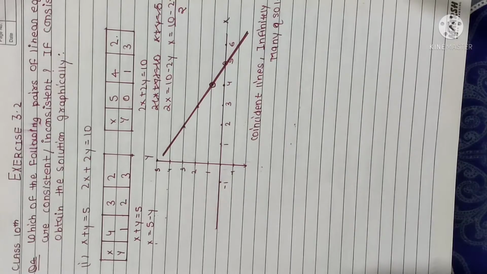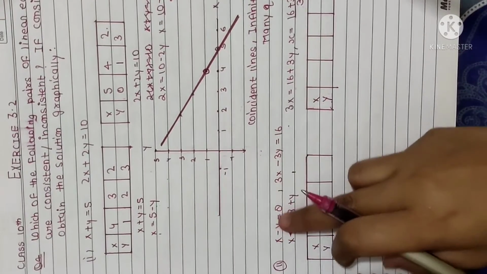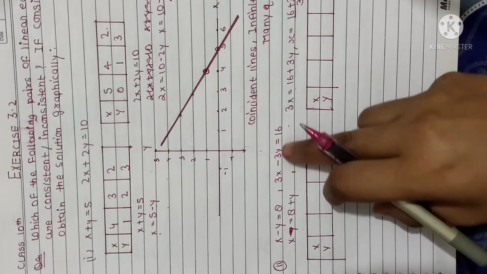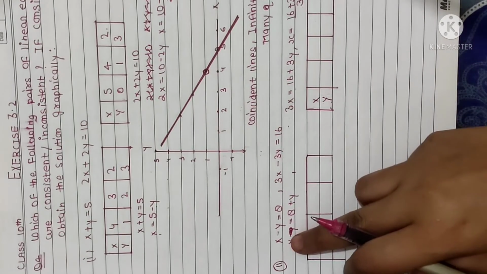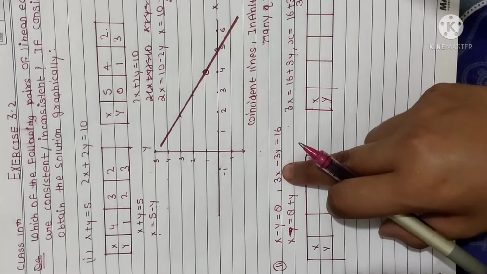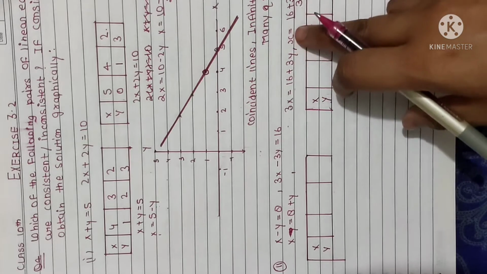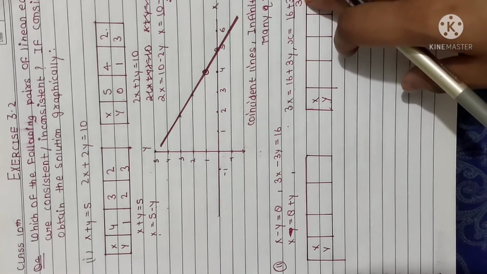Now for the second part we have two equations: x minus y equals 8, and 3x minus 3y equals 16. So from here x will be 8 plus y. When this y shifts to this side, it becomes positive, and 3x will be 16 plus 3y, then x will be (16 plus 3y) upon 3.